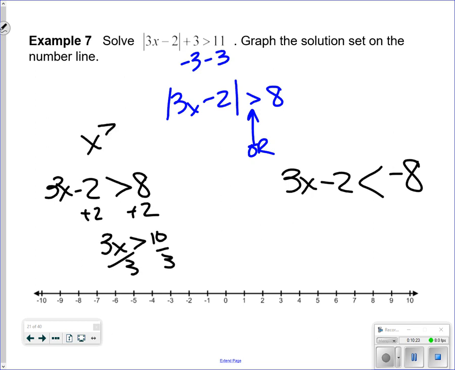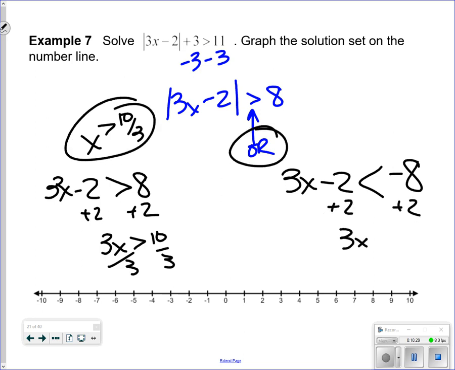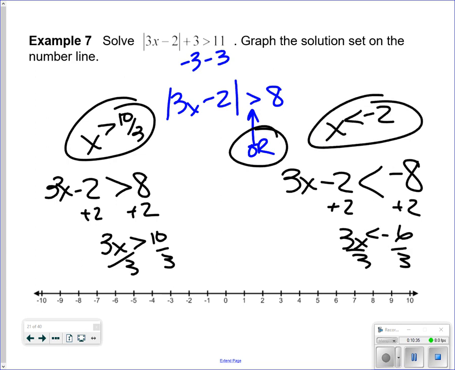So x would be greater than 10/3, or solve the other one, x is less than -2. What does that look like on the number line? Open circle at -2, shaded less. Open circle at 10/3. 10/3 would be approximately right here in between 3 and 4. Open circle, shaded to the right.